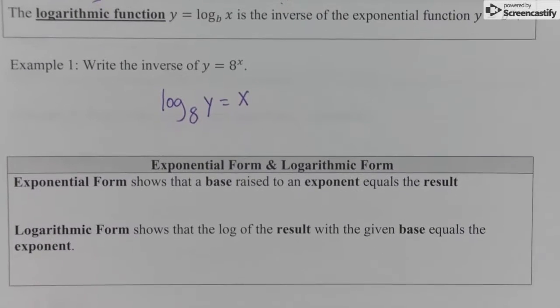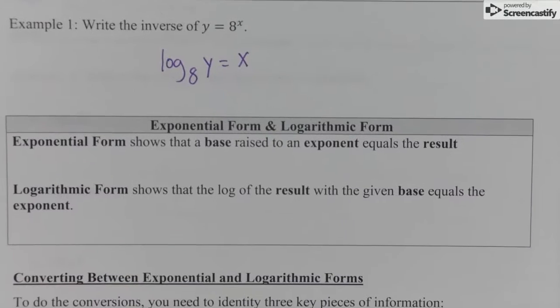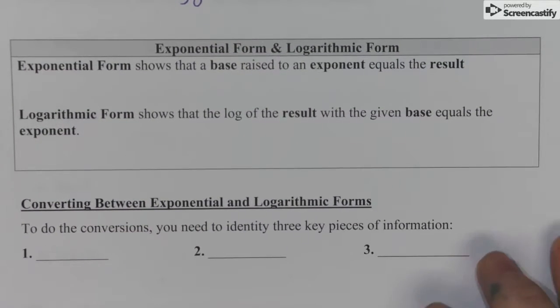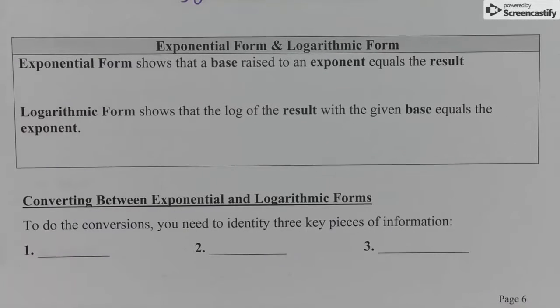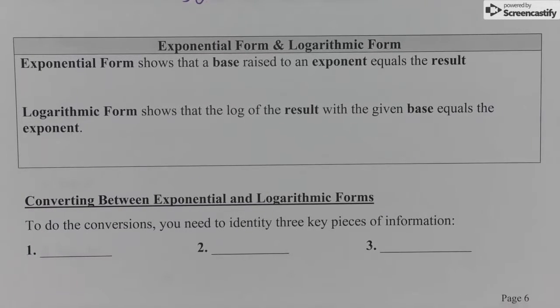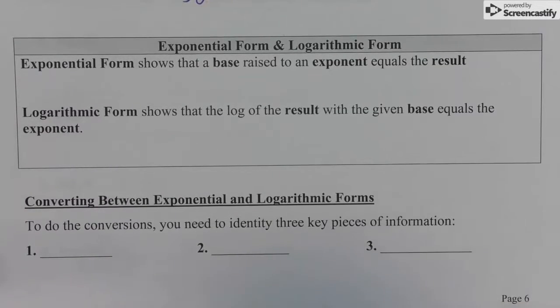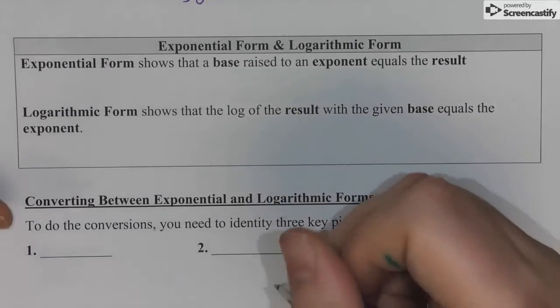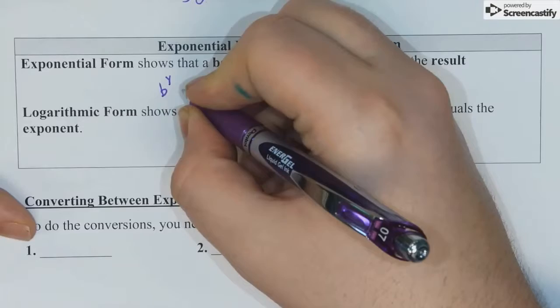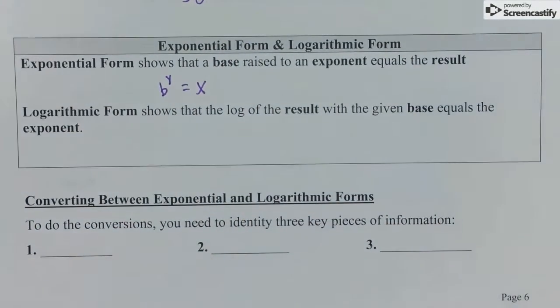So let's go ahead and define this a little bit more clearly: exponential form and logarithmic form. What a lot of your problems on your homework are going to ask you to do is convert from one form to the other. So exponential form shows that a base raised to an exponent equals the result. So if we stick with the notation we've been using, then we have b to the y equals x. That would be your exponential form.